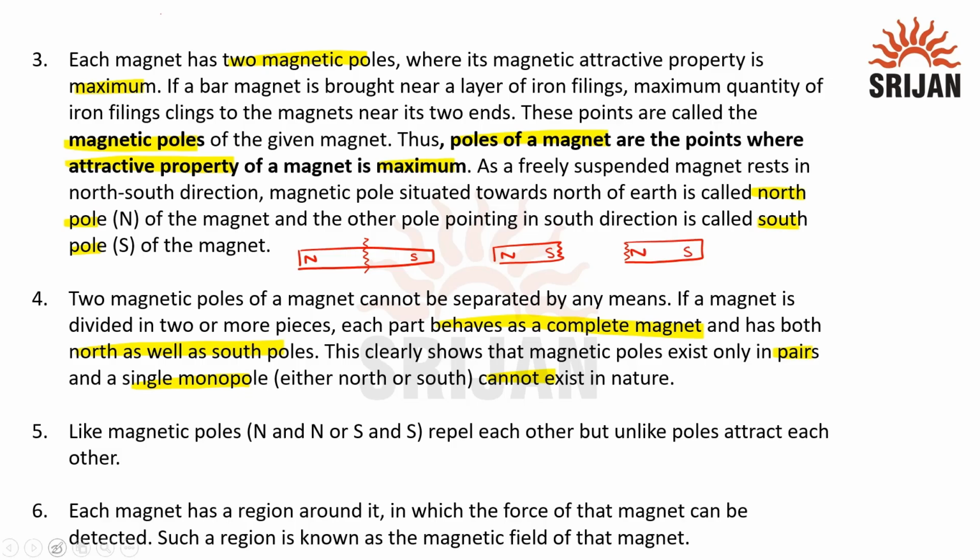Now moving on to the fifth property. Like magnetic poles, that is north and north or south and south, repel each other, but unlike poles attract each other. The next property is each magnet has a region around it in which the force of a magnet can be detected. Such a region is known as magnetic field of that magnet.